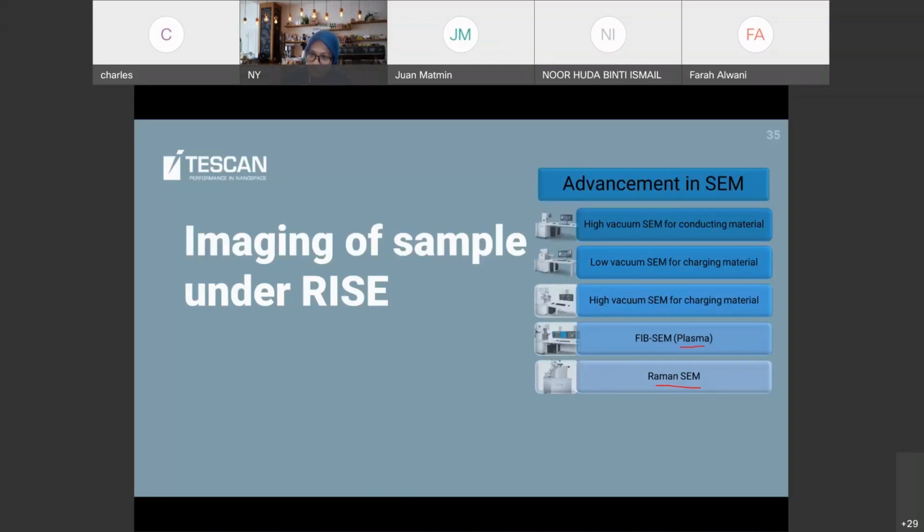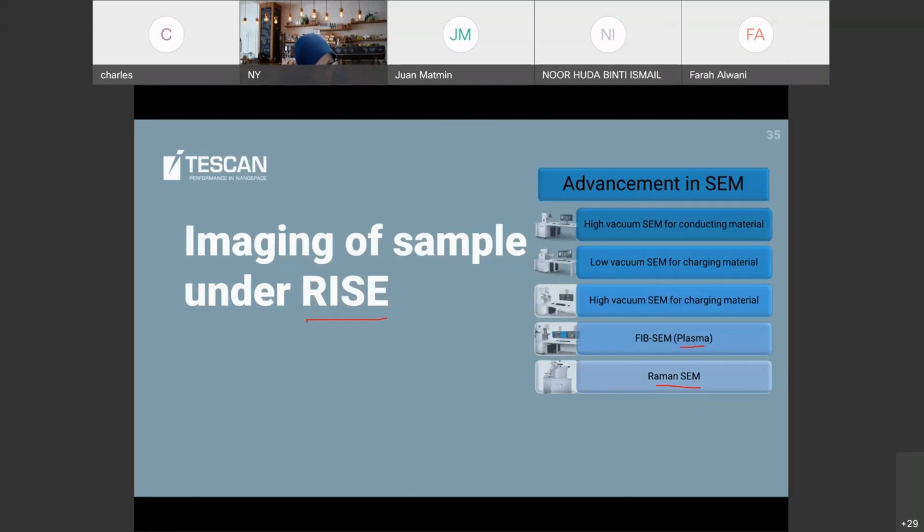I don't think you have heard of this Raman, but do you know that universities in China purposely acquired this kind of system, the Raman SEM, to boost their ranking? This is how Raman is becoming popular in China and other countries. So in TESCAN, they call it RISE, the so-called Raman Integrated SEM.